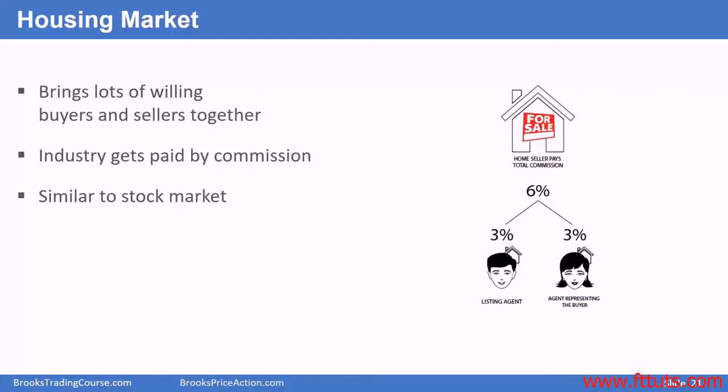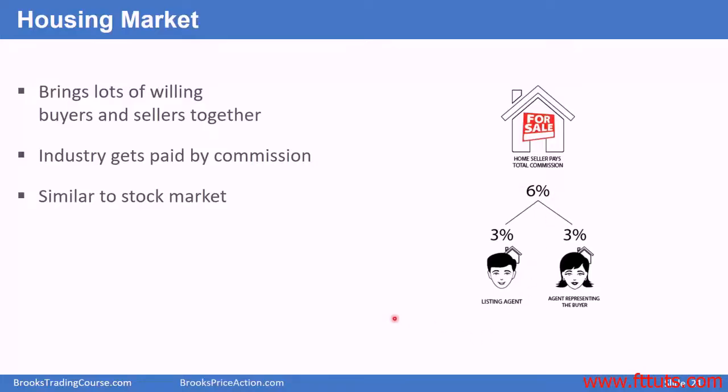I said the industry creates the market, just like there's a stock market industry that creates different markets, different exchanges: the New York Stock Exchange, the NASDAQ Stock Exchange. And the industry gets paid a commission. So the real estate brokers get together and they decide on a commission. So, for example, in California, a 6% commission is common.